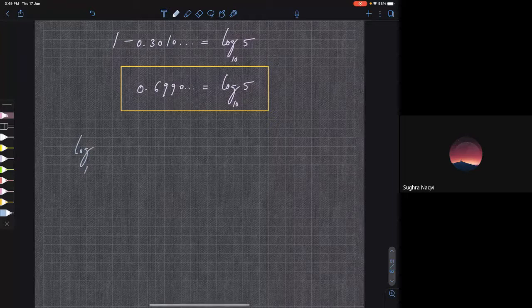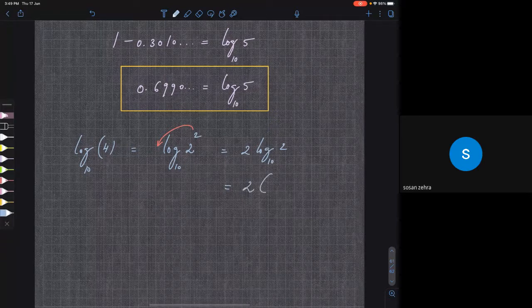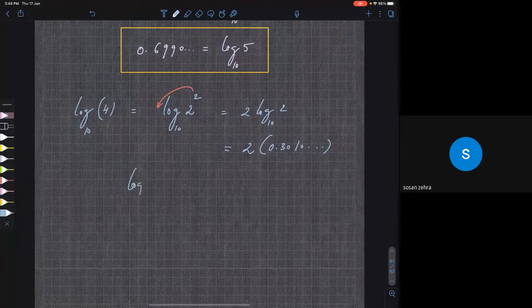What is log 4? Do you need to remember this value? You don't. Why? Because log 4 can be written as log 2 square, right? Yes, sir. But log 2 square is what? This will come in the front and it will become 2 log 2 to the base 10, which is equal to 2 into 0.3010, which is equal to how much? 0.6020, right? Yes, sir. Now you don't need to remember the value of log 4.